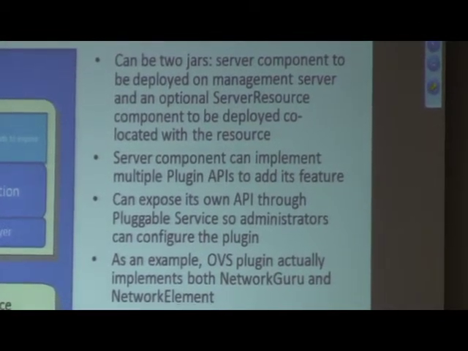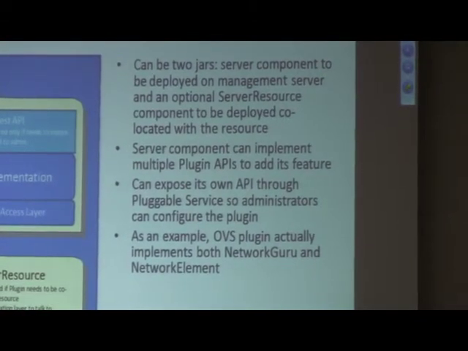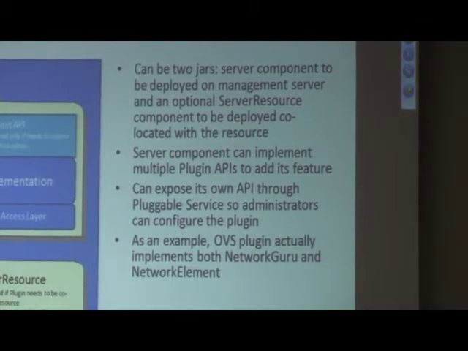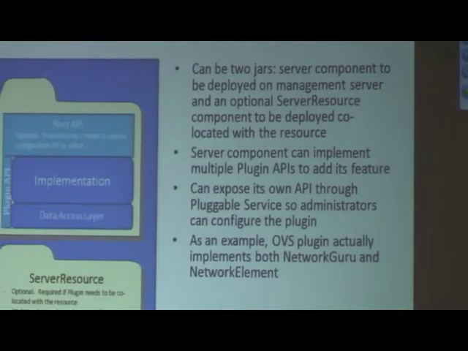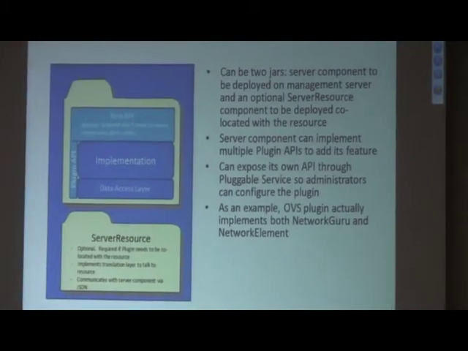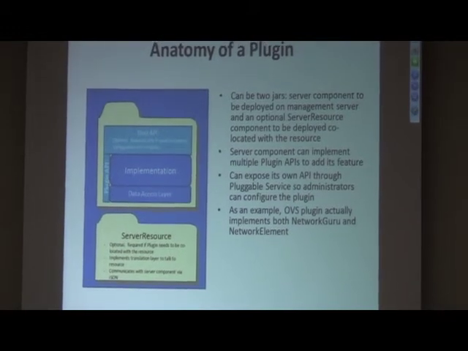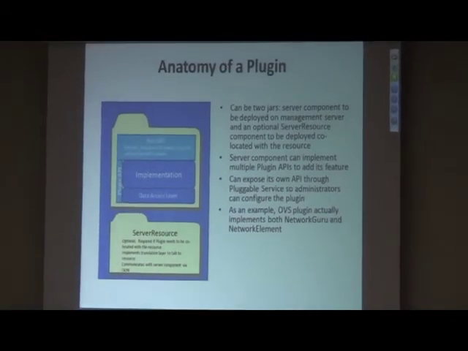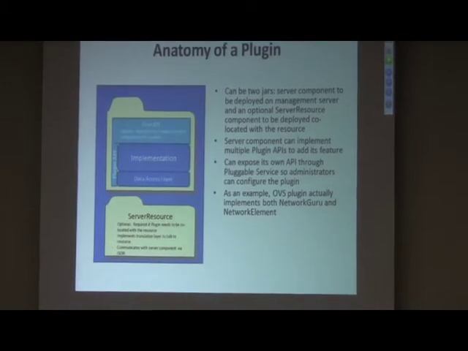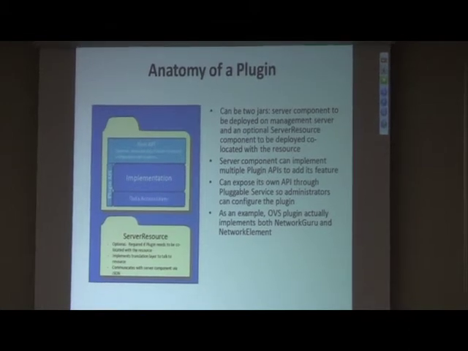So in this jar, it can actually implement multiple plugin APIs, and then it can expose a REST API through CloudStack so that the administrator can actually configure that plugin, and it can have its own data access layer. So one example is the OVS plugin, which implements both the network guru interface and the network element interface. And I'll go into that a little bit later about what each of these interfaces do.